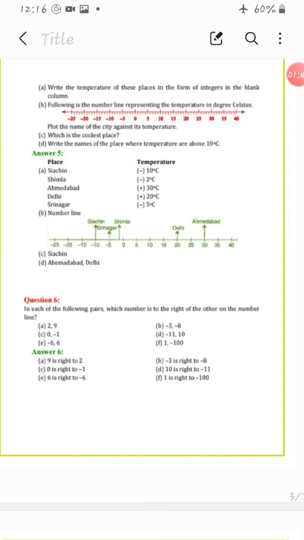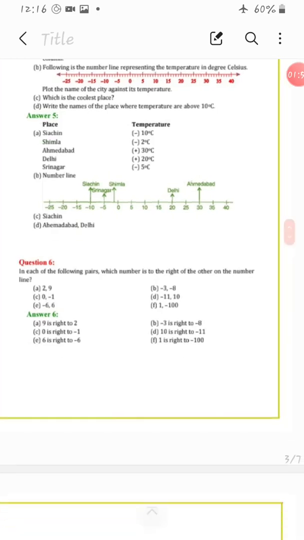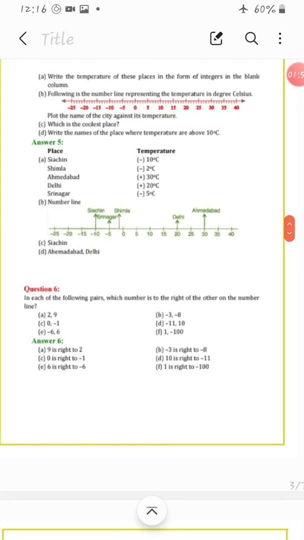Then minus 6 and 6, same way. 6 will be right of minus 6. And F, same way, positive negative. What is the digit doesn't matter. First of all, in case of negative positive, the digit doesn't matter. The sign matters first. And then when the sign is the same, then we will see. Then here 1 and minus 100 is there. So 1 is positive, therefore 1 is right of minus 100. So question number 6 is over. Now we will proceed to question number 7.